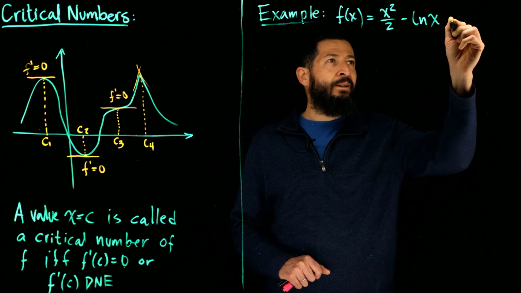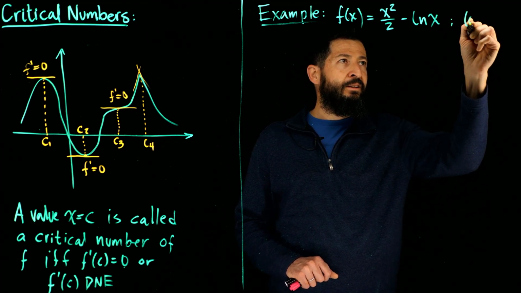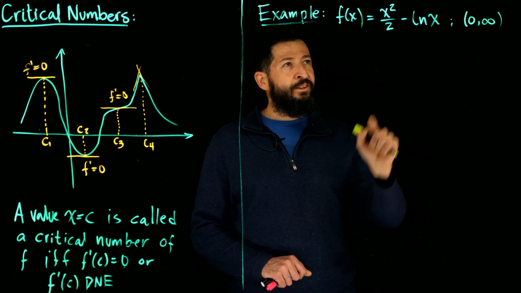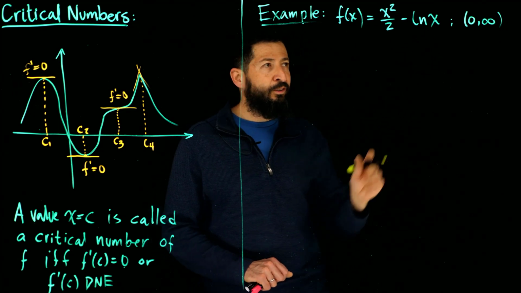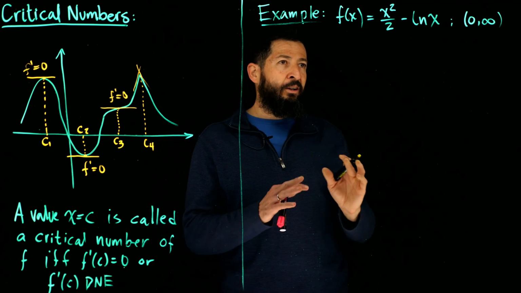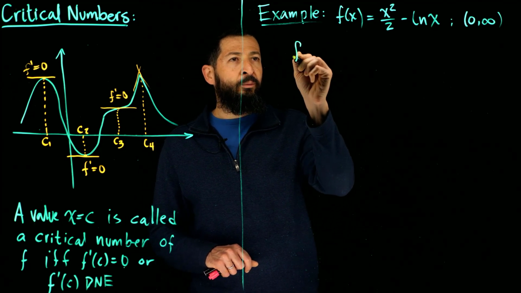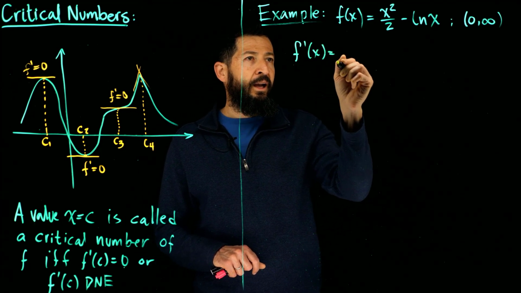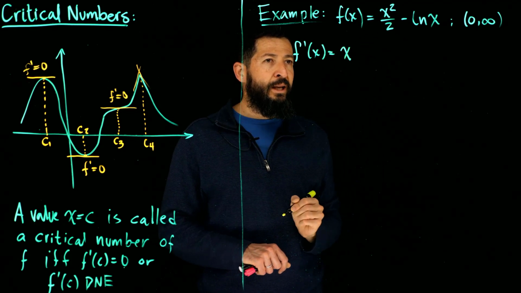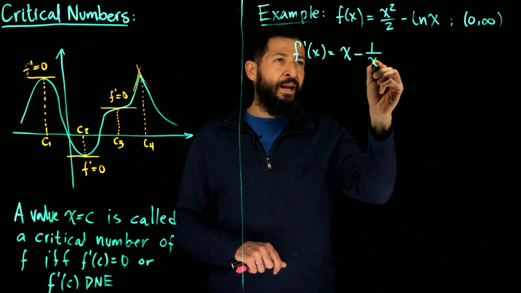Remember that the domain for this function is going to be 0 to infinity, right? Because you cannot take 0 or any negative number, so you have to be strictly positive for the natural log to be defined. So that's going to be your domain, so you cannot even compute anything outside of that. So to compute critical numbers, we're going to take the derivative. And as you remember, this one will be 2 times x divided by 2, which is just going to give me x, minus the derivative of the natural log, which is going to be 1 over x.